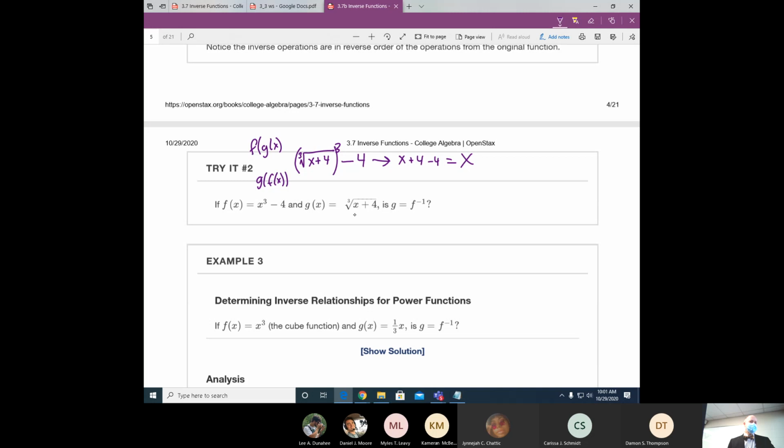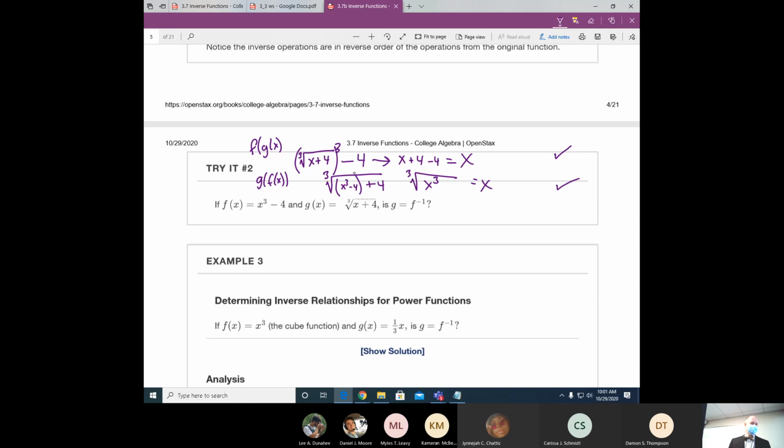Well, here's what I do in g. So cube root of, this time I have to feed it my f here where the x is, x cubed minus 4 plus 4 then. Now that gives me cube root of x cubed, gives me back x. Yes, both g of f and f of g give me back x. So yes, they are inverses.